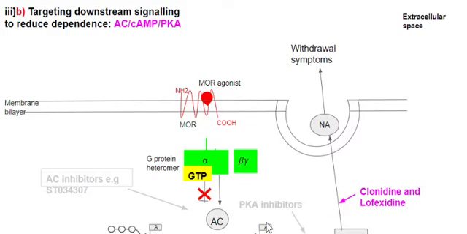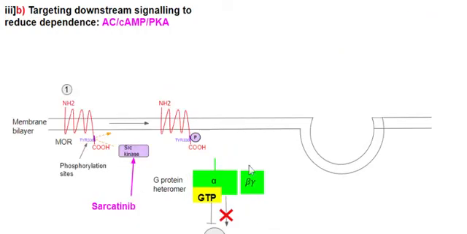Rather than directly targeting the downstream components of this pathway, the idea of preventing this transition between acute inhibition of AC to chronic activation of AC might stem as a more promising and more selective intervention to prevent the development of dependence more upstream. One agent that has been shown to achieve this is saracatinib.